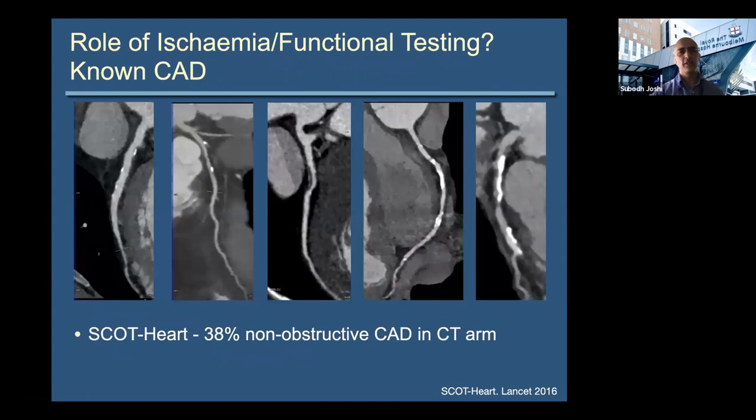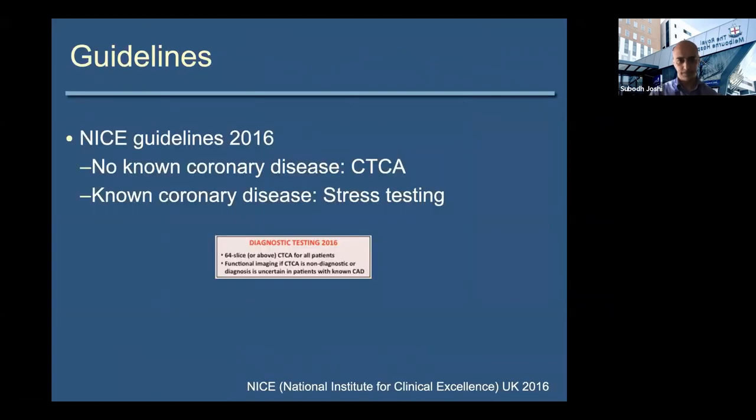And there's actually going to be a huge role for functional testing. In fact, I think it's going to be an expanded role, because there's going to be so much non-obstructive coronary artery disease that we identify if people end up using CT more. In fact, 38% of patients in SCOT-HEART had non-obstructive coronary artery disease on CT, and functional testing will be the way to follow that up.